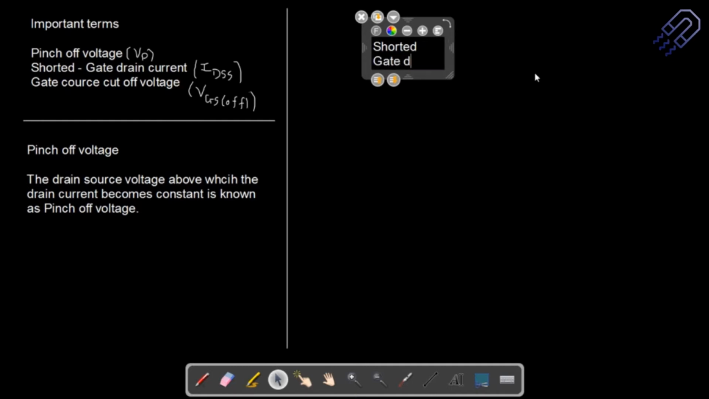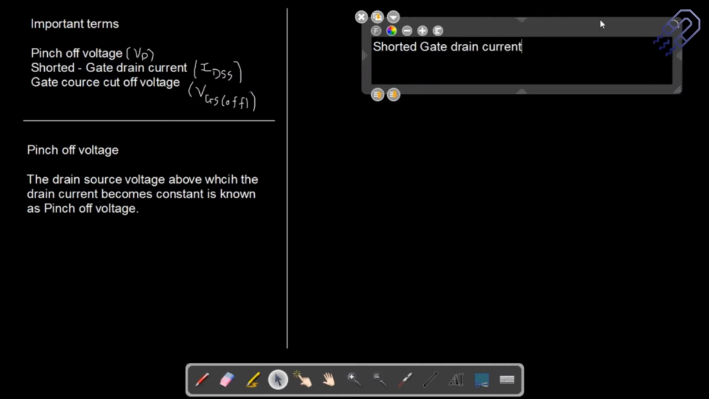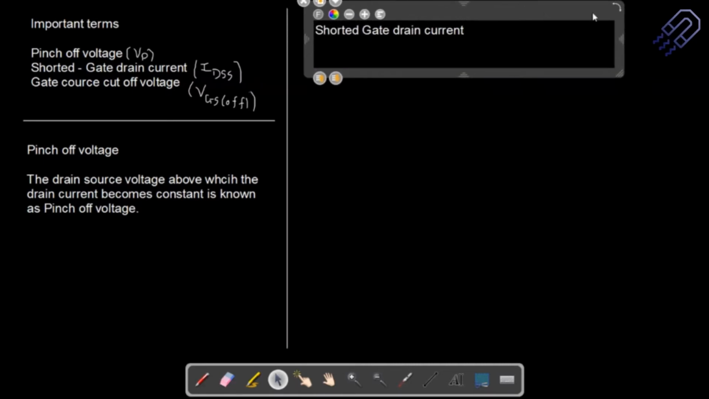The next is shorted gate drain current. What I'd suggest is all of you please try to practice these things once or twice, because it's easier said than done. When you look at the images, it looks simple, I can remember, but if you don't practice it, somehow you miss the entire point. So that's important. Let me write down the first definition and then we can go.